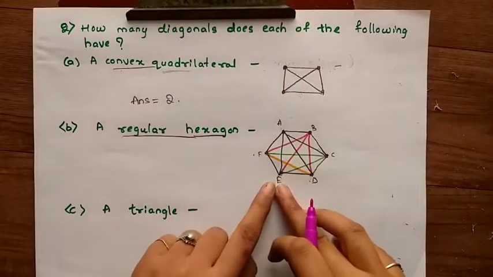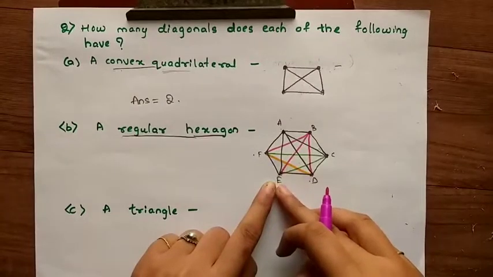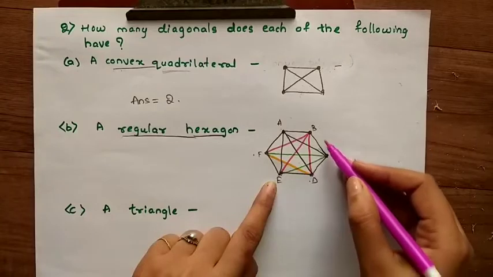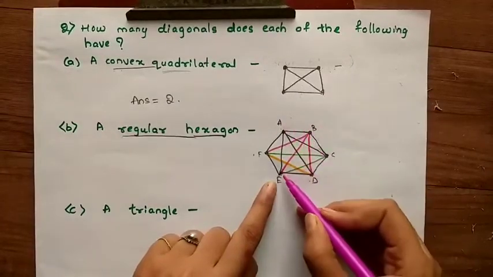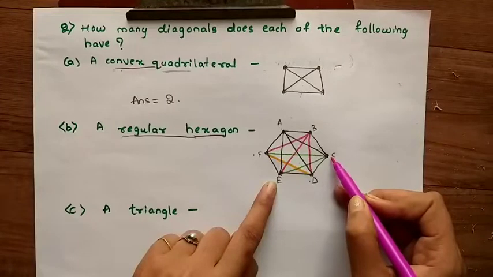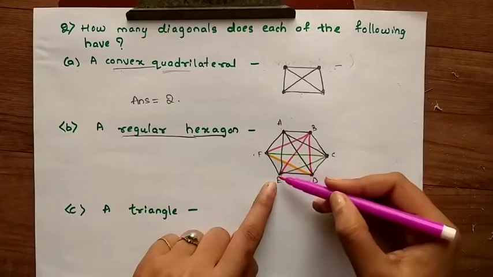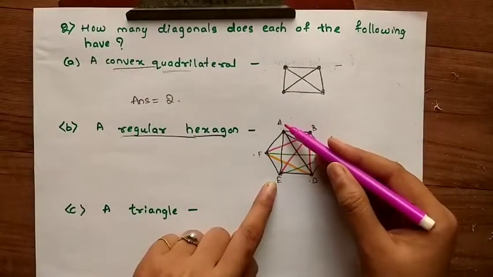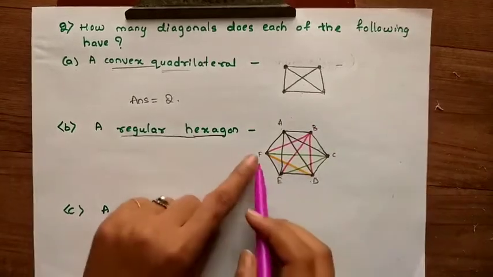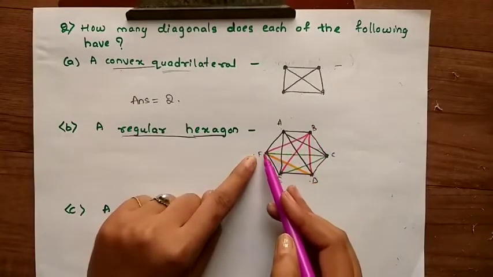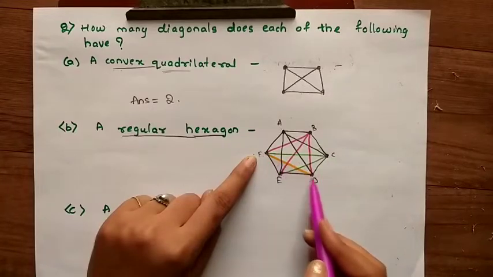Next we have to choose the vertex E. Vertex E's non-adjacent vertices are C, B, A. Here E to C is already connected, so it is not necessary to draw the diagonal again. E to B is connected. E to A is already connected. So next check the F vertex. F to B is connected. F to C is also connected. F to D is also connected.